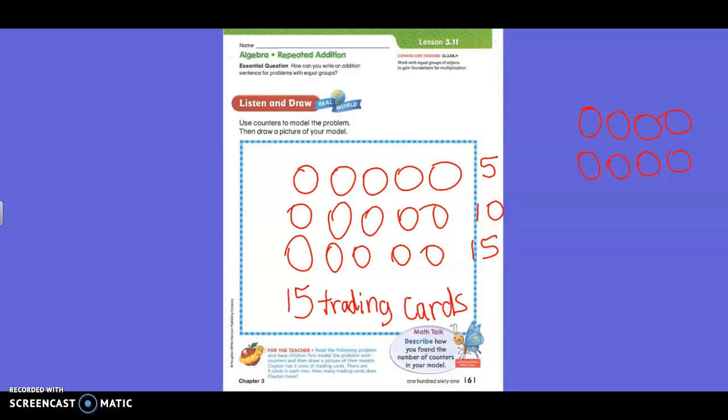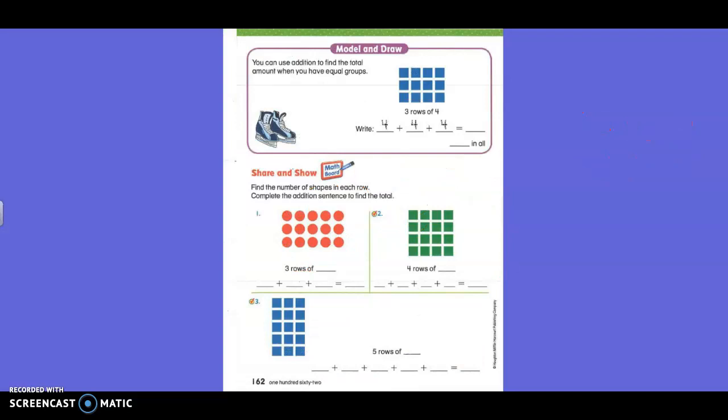Or we could have counted by 3s going down, right? We could have done 3, 6, 9, 12, 15. No matter what, we still get the same answer, right? No matter which way we count. If you count down by 3s, you'll still get the same answer. If you count the rows by 5, you'll still get 15. Both of them will still get the answer of 15. Okay.